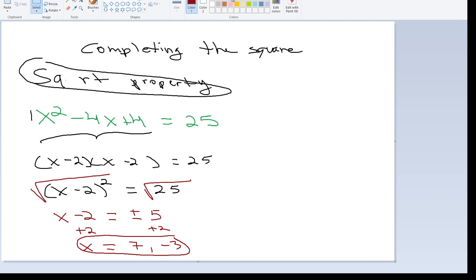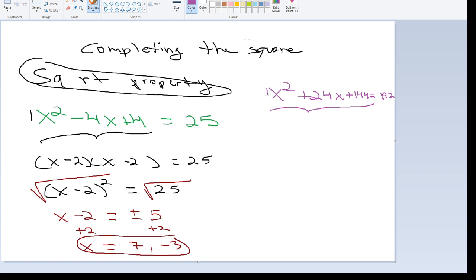Let's look at another example really quick here. Let's say we have another problem. X squared plus 24x plus 144 is equal to 192. So once again, to simplify or to solve this equation, we factor the left side.